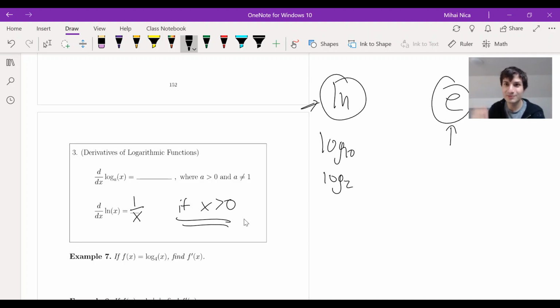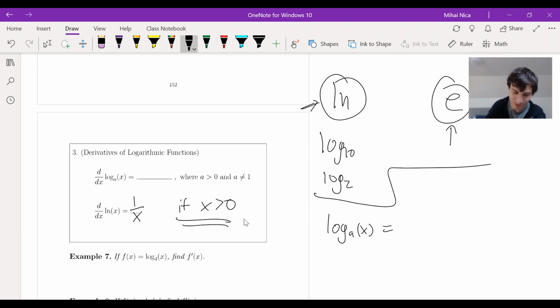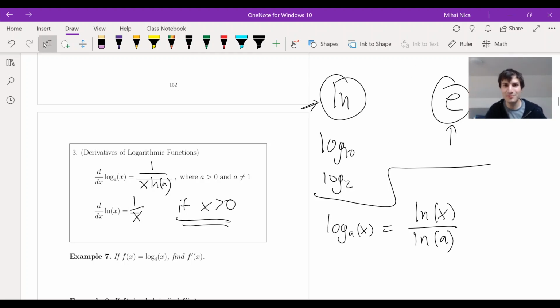What about other logs? For other logs, the way you do the derivative is you use the log replacement rule. So the log base a of x is equal to the ln of x divided by the ln of a. And by using this rule, you can figure out that when you do the derivative, you get this extra factor of ln of a on the bottom. So what's the derivative of log base a of x? It's 1 over x times the ln of a. Okay, that's rule number 3.